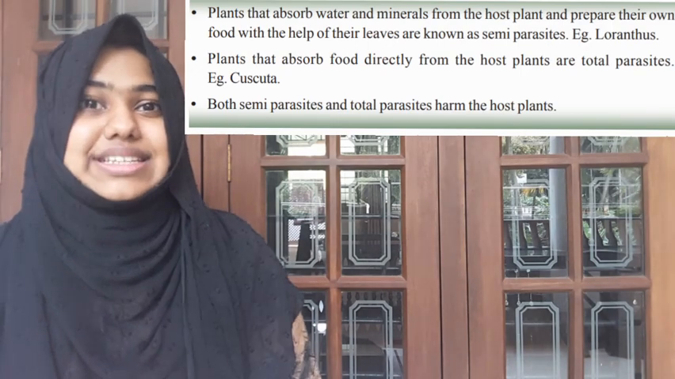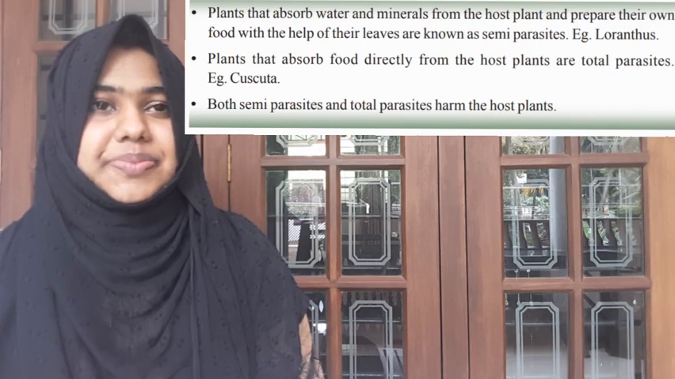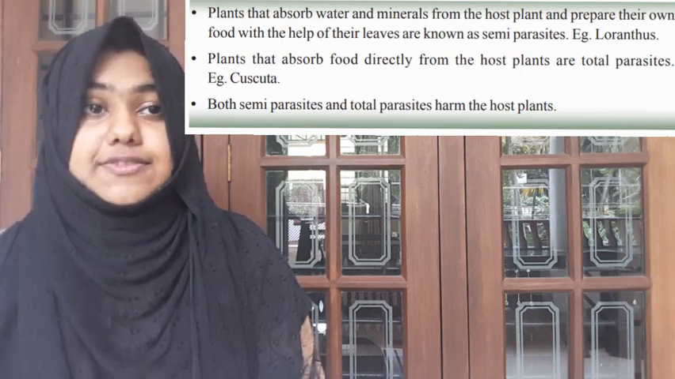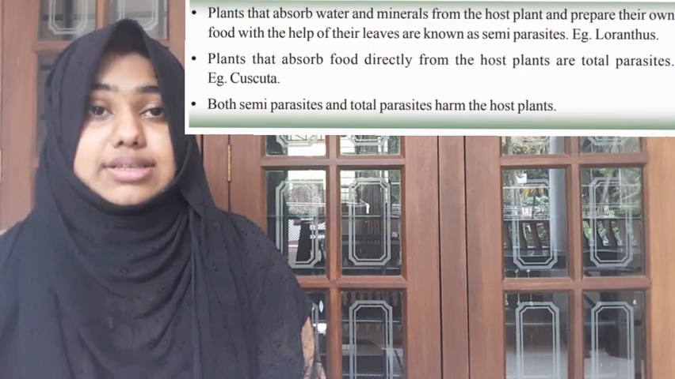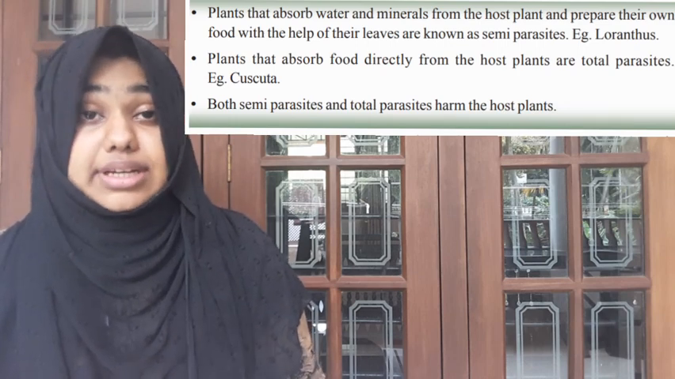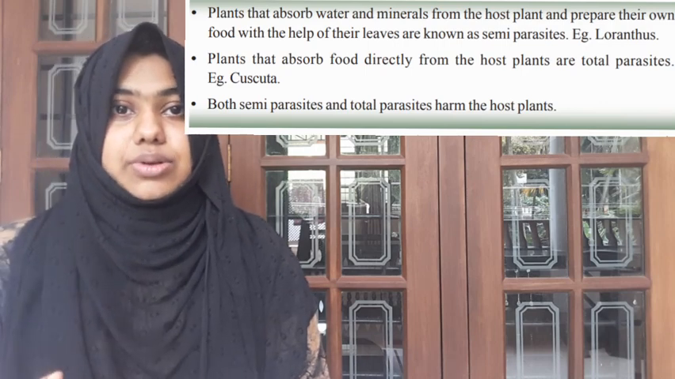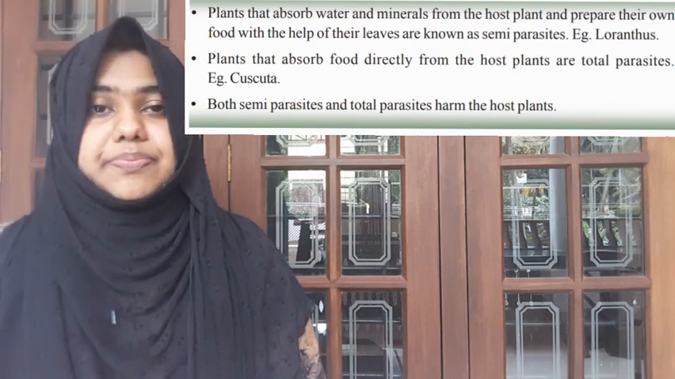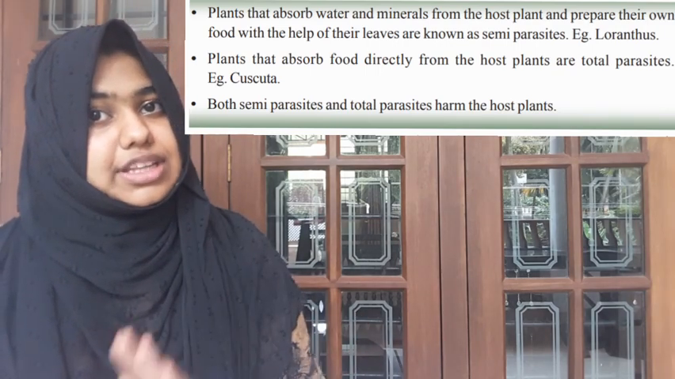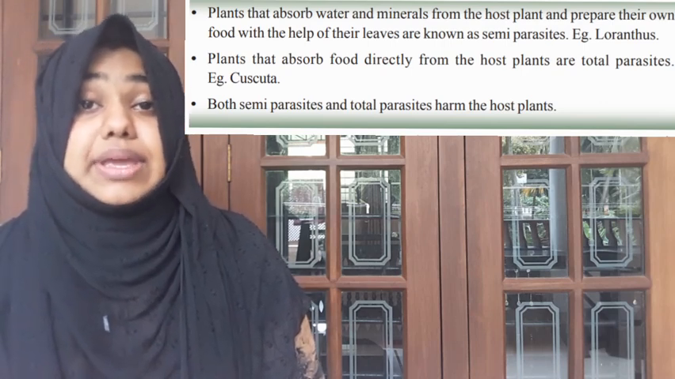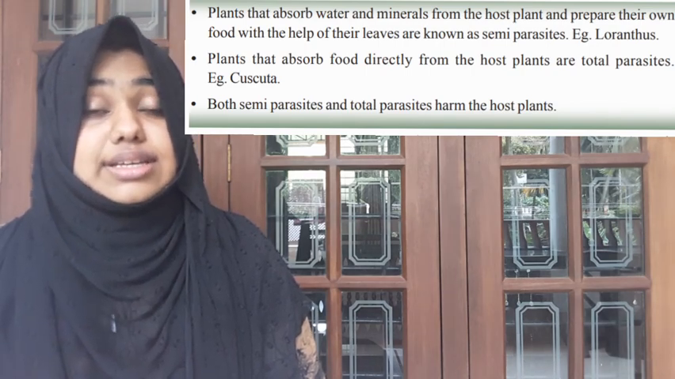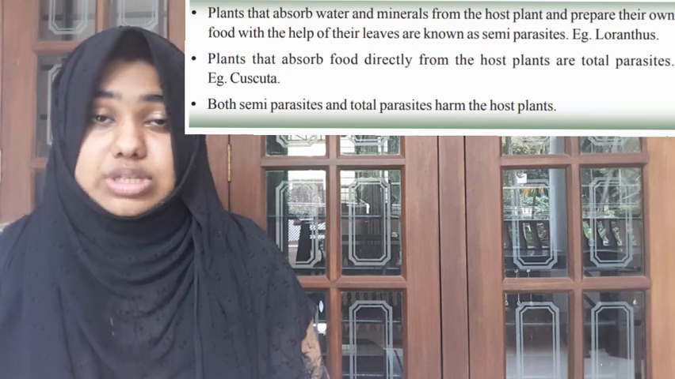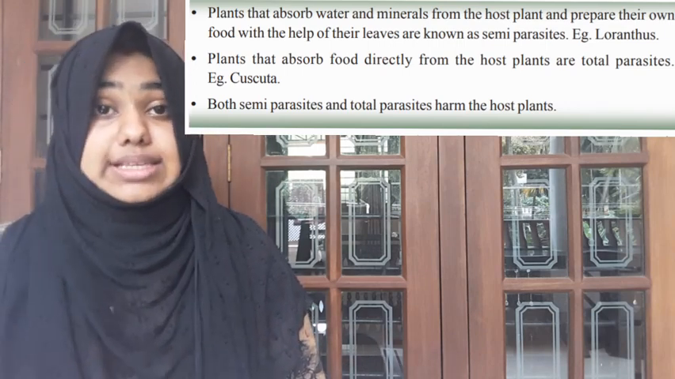This is going to summarize about parasites, and this is what you have to learn. Plants that absorb water and minerals from the host plant and prepare their own food with the help of their leaves are known as semi-parasites. Example, Loranthus. What is it saying? Host plant means the main plant, the one which is helping the other plant. They only absorb water and minerals and prepare their food in their own leaves. Such plants are known as semi-parasites. What are they known as? They are called semi-parasites. Example, Loranthus.